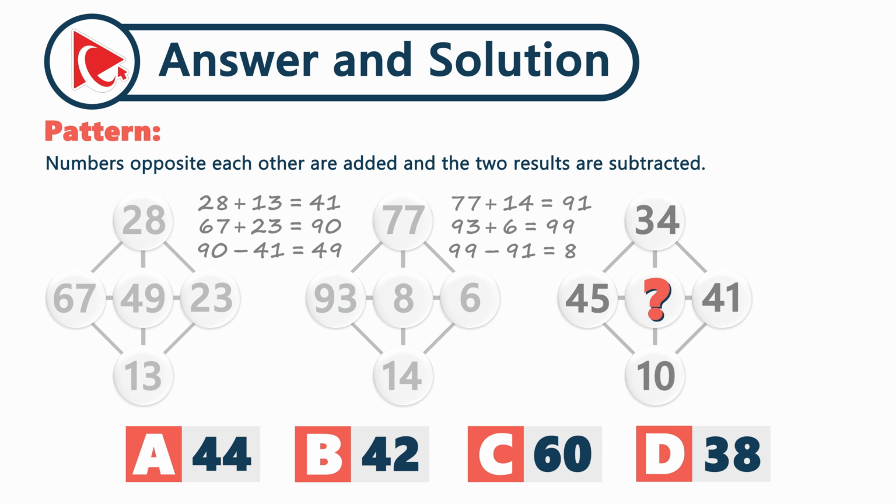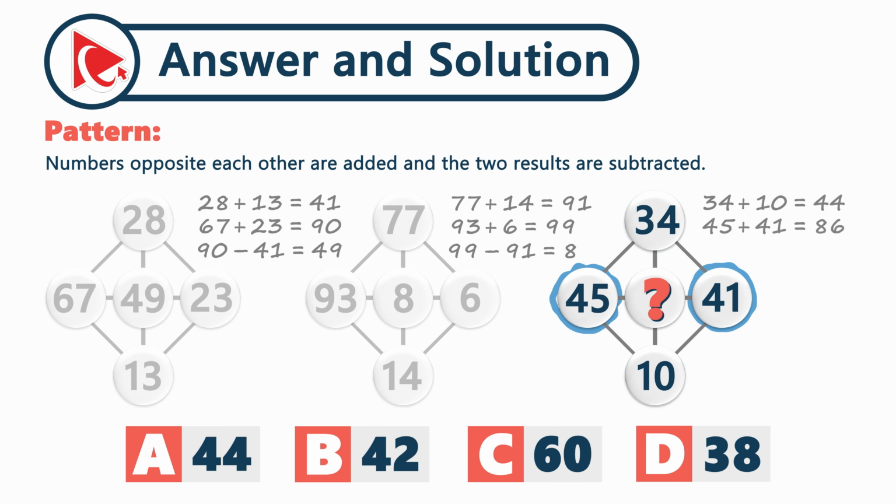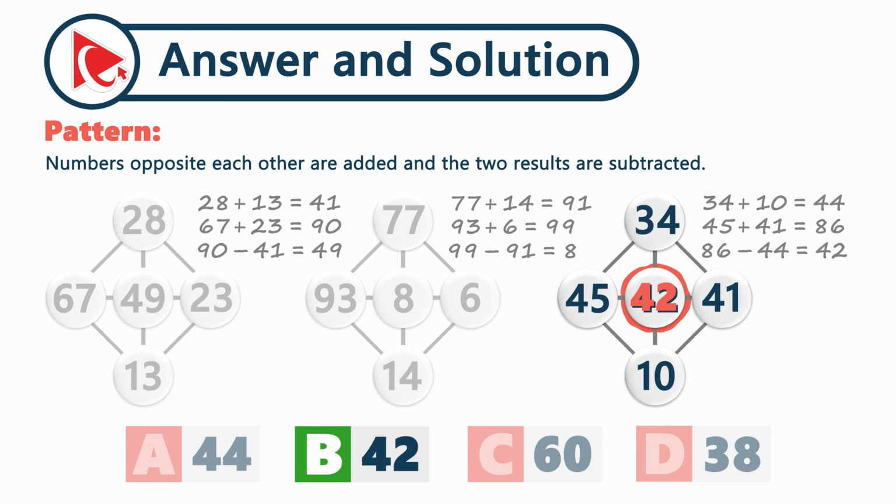And now is this moment that you've been waiting for. Now it's the magic time to calculate the missing number. 34 plus 10 equals 44. 45 plus 41 equals 86. And 86 minus 44 equals 42. So the correct answer here is choice B, 42.